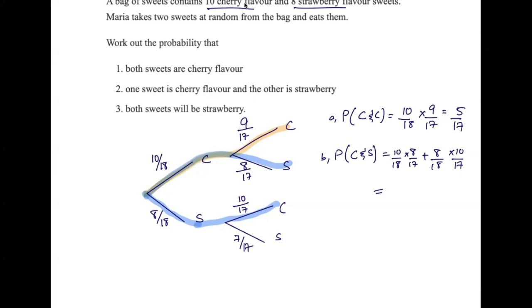What's the answer? 4 upon 9. No. I'm getting 80 upon 153. Sorry, I accidentally added both strawberries. Okay, so that's the answer. Is the answer correct?